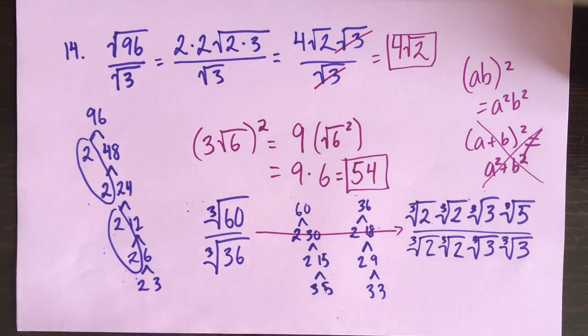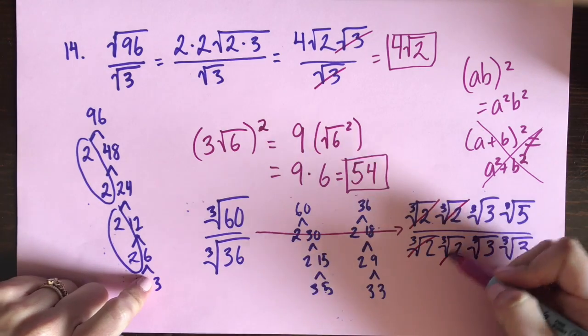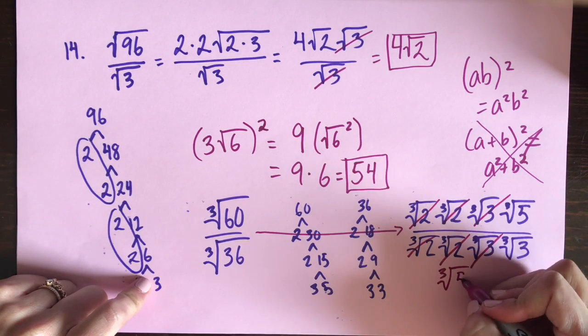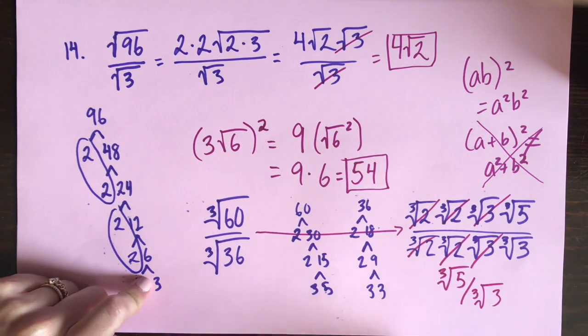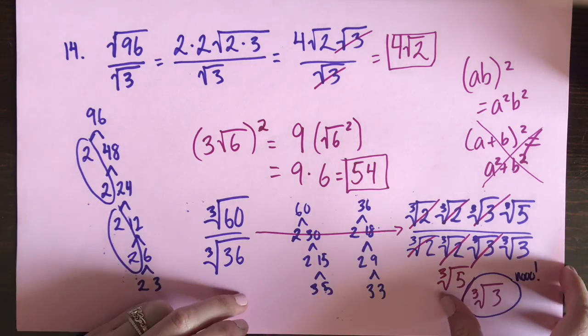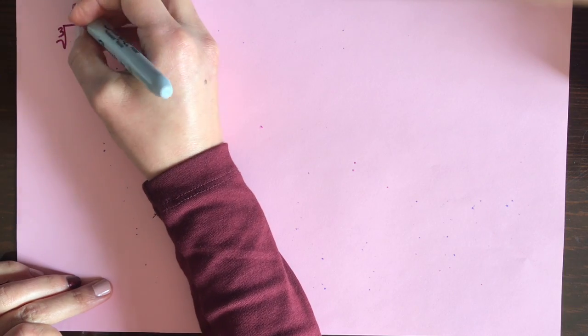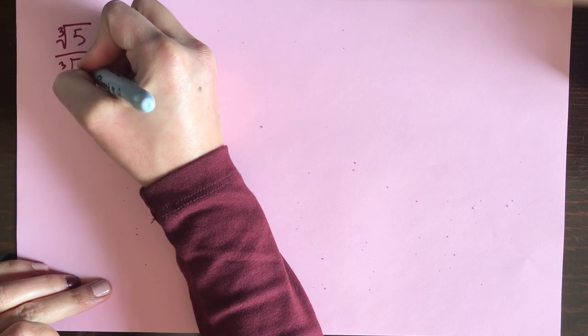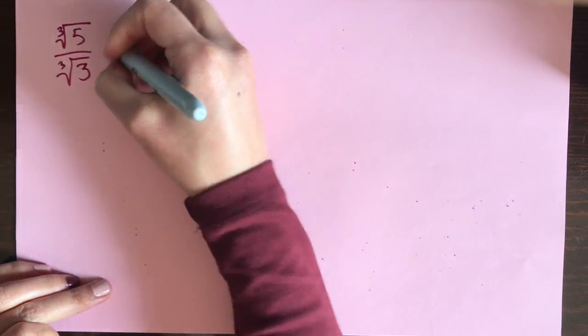Notice that I have things that are going to cancel on the top and the bottom. I have those 2s and those 3s, and I am left with the cubic root of 5 over the cubic root of 3. Now, I'm actually not done, because I don't like that there's a cubic root on the bottom. That is not fully simplified, so I have to get it out of the bottom. So if we take this cubic root of 5 over the cubic root of 3, I need to figure out how to get rid of the cubic root of 3.